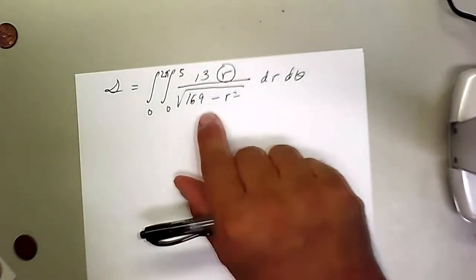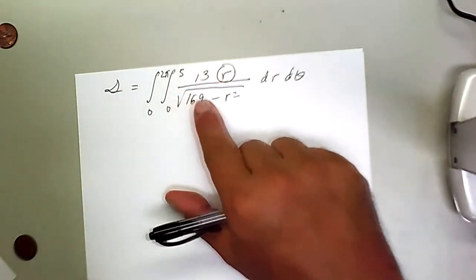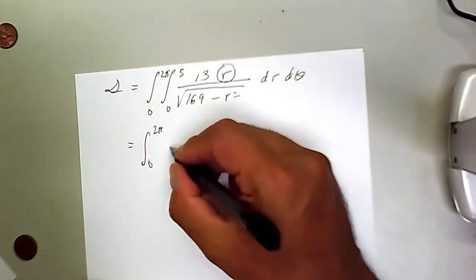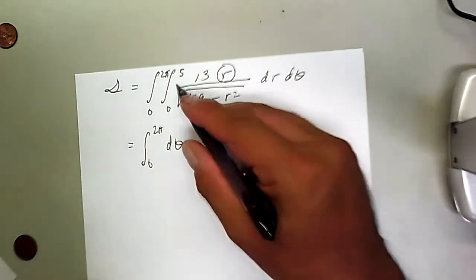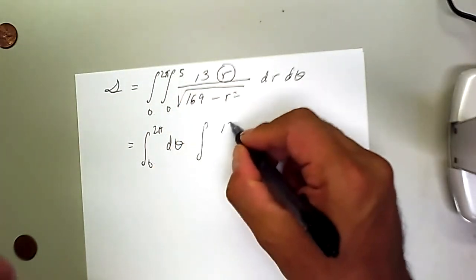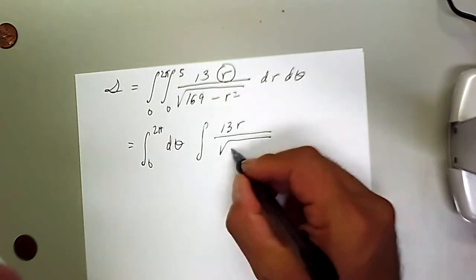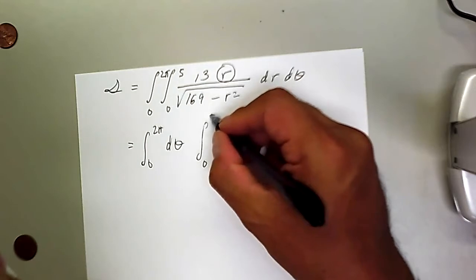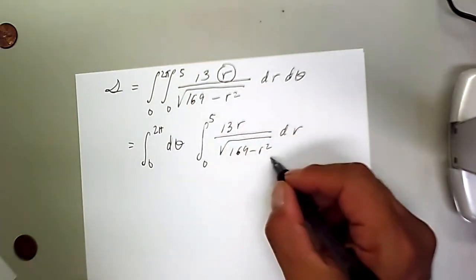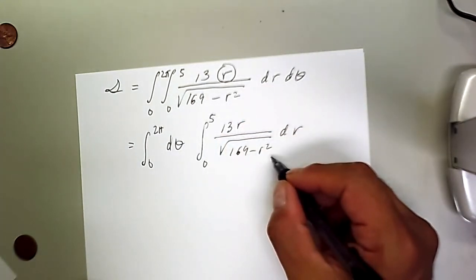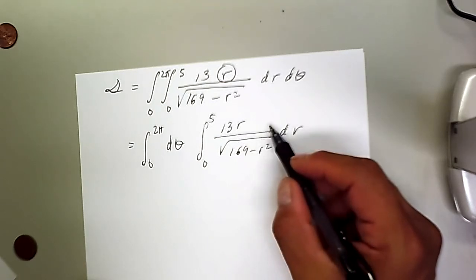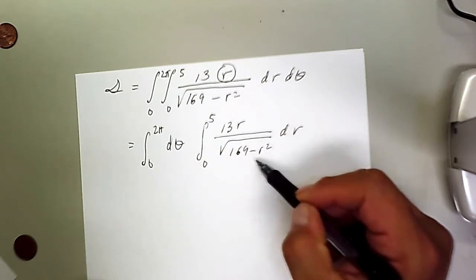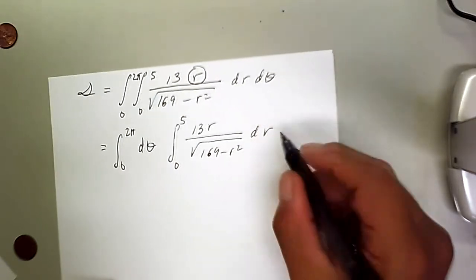Okay. The r's and the thetas are independent. There's no theta hanging in here, causing any problem. So we really have the integral from 0 to 2 pi d theta, which is going to give us 2 pi, and then the integral of 13r square root 169 minus r squared dr from 0 to 5. So of course, there's a couple different ways to go now that I think about it. I was going to go with trigonometric substitution, but I think u substitution will be almost faster.